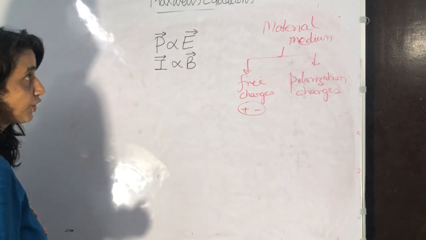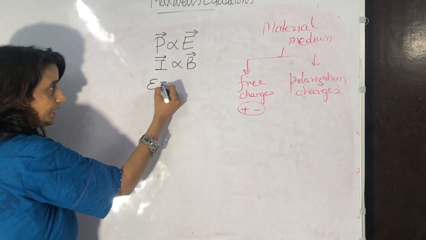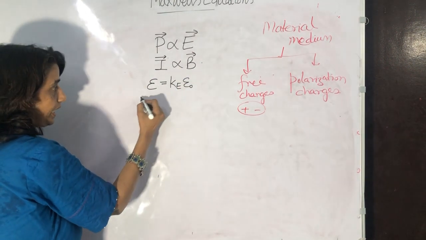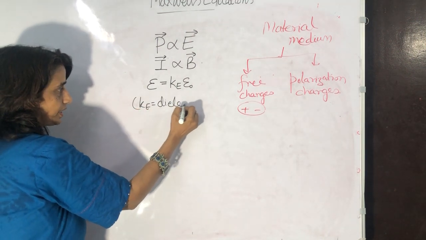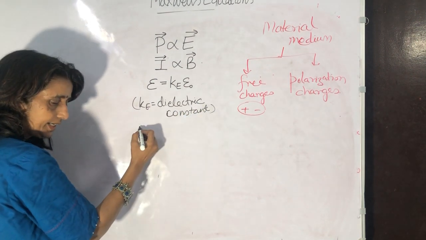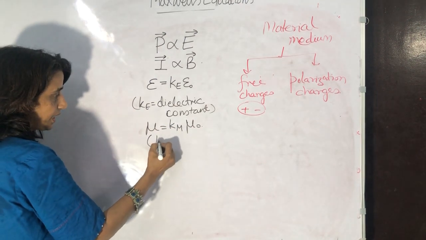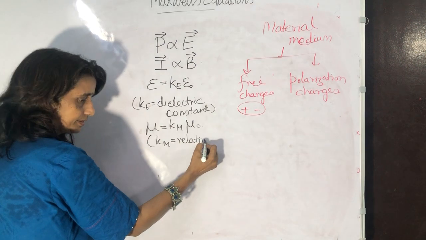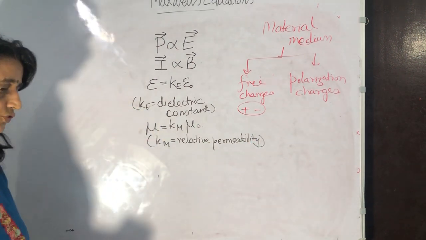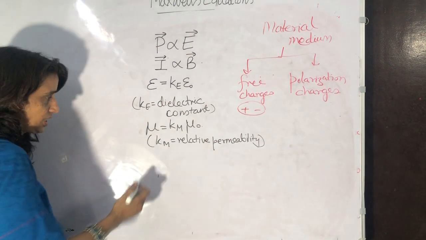So Maxwell's equations for a media will be where epsilon naught and mu naught will now be replaced by the epsilon of that media, Ke epsilon naught, where Ke is the dielectric constant, and your mu is Km mu naught, where Km is the relative permeability of the material medium.